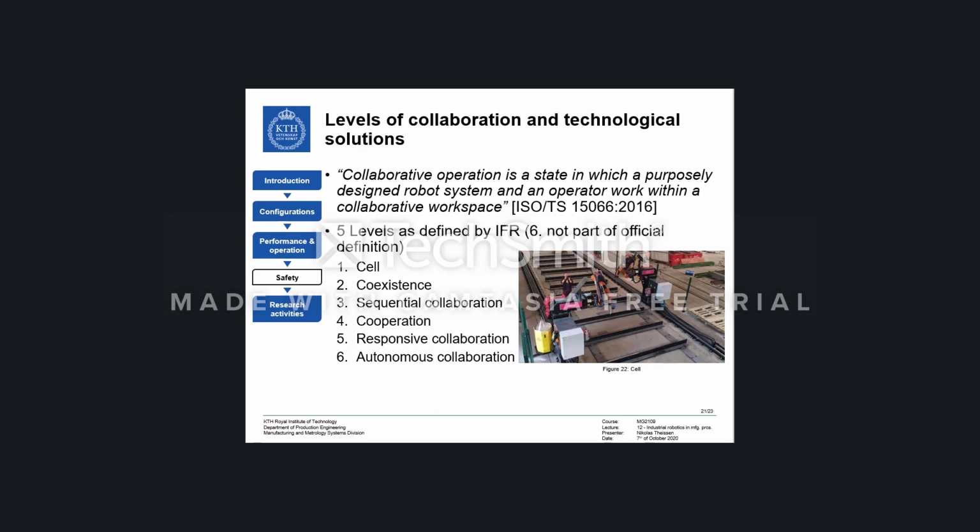So the lowest level of collaboration is the cell level, as you can see in figure 22. Cells are characterized by physical barriers which exist between the robot and the human, so the human cannot enter into the robot's working space. In this case, you see a human in the working space of the industrial manipulators being depicted in figure 22. But that also means that, according to the European Machinery Directive, all the machines which are part of this robot cell are shut down.